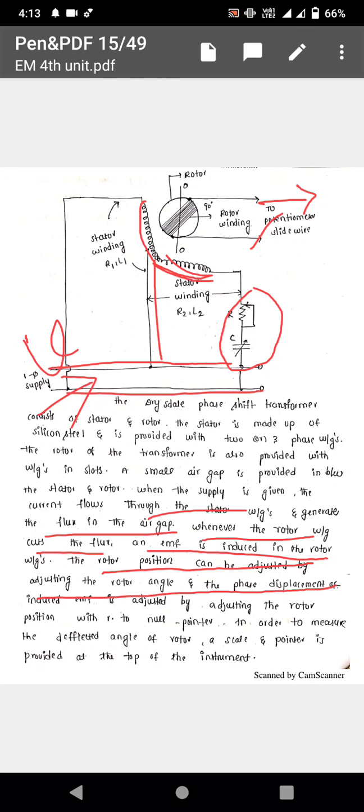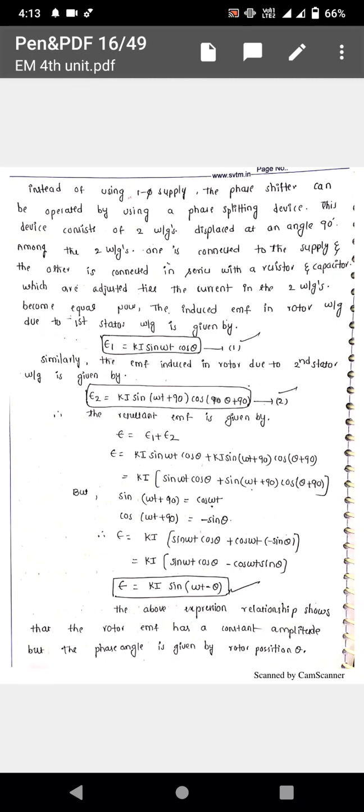Let us see the polar type potentiometer equations. The EMF induced in stator winding 1 is E1 equals K1 sin omega t cos theta. But in the case of E2, where a resistance and capacitance are connected, E2 equals K sin of omega t plus 90 degrees, times cos of theta plus 90 degrees. The resultant EMF is E equals E1 plus E2. If you add the two, you will get E equals K1 sin of omega t minus theta.